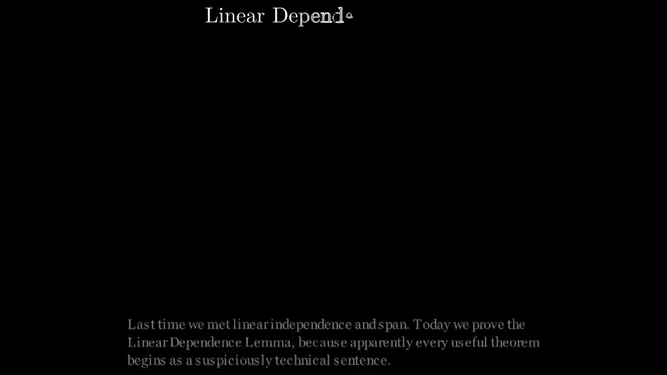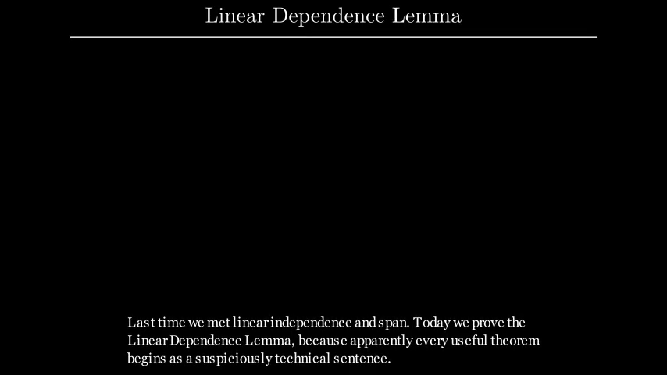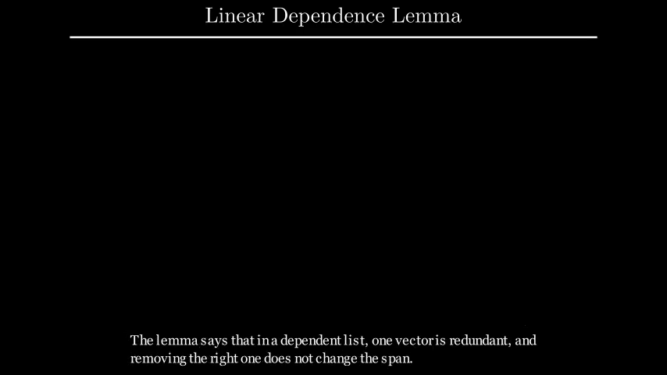Last time we met linear independence and span. Today we prove the linear dependence lemma. Because apparently every useful theorem begins as a suspiciously technical sentence. The lemma says that in a dependent list, one vector is redundant, and removing the right one does not change the span. Here is the lemma.